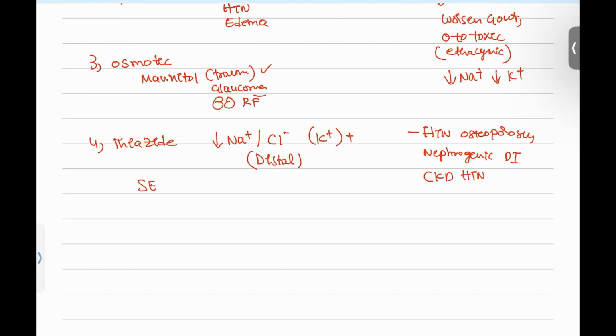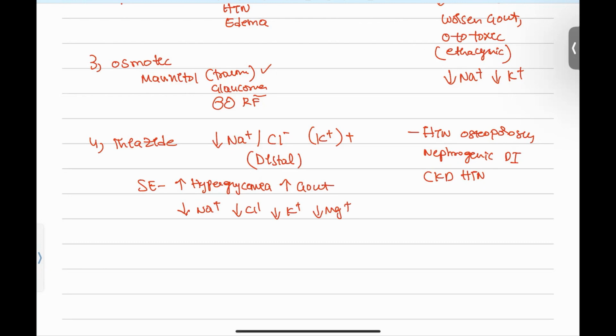Side effects of these drugs will be increased hyperglycemia, and increased attacks of gout are seen in these patients. Sodium will be lost, chloride will be lost, and even potassium and magnesium are also lost. But the best thing is that these drugs are used for patients with hypercalciuric stones, because they do not cause calcium loss in the patients. That is what we can remember for the thiazides.